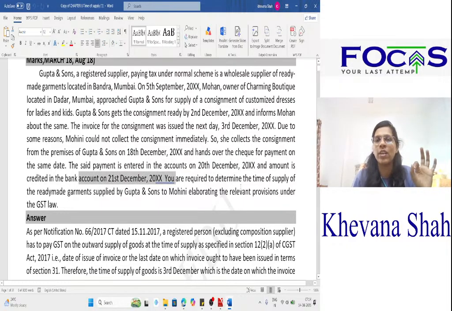Now, you are required to determine the time of supply of the ready-made garments supplied by Gupta and Sons to Mohini, elaborating the relevant provisions under the GST law. Take 2 minutes and try to calculate the dates, find out what all data is given, and try to articulate the answer.